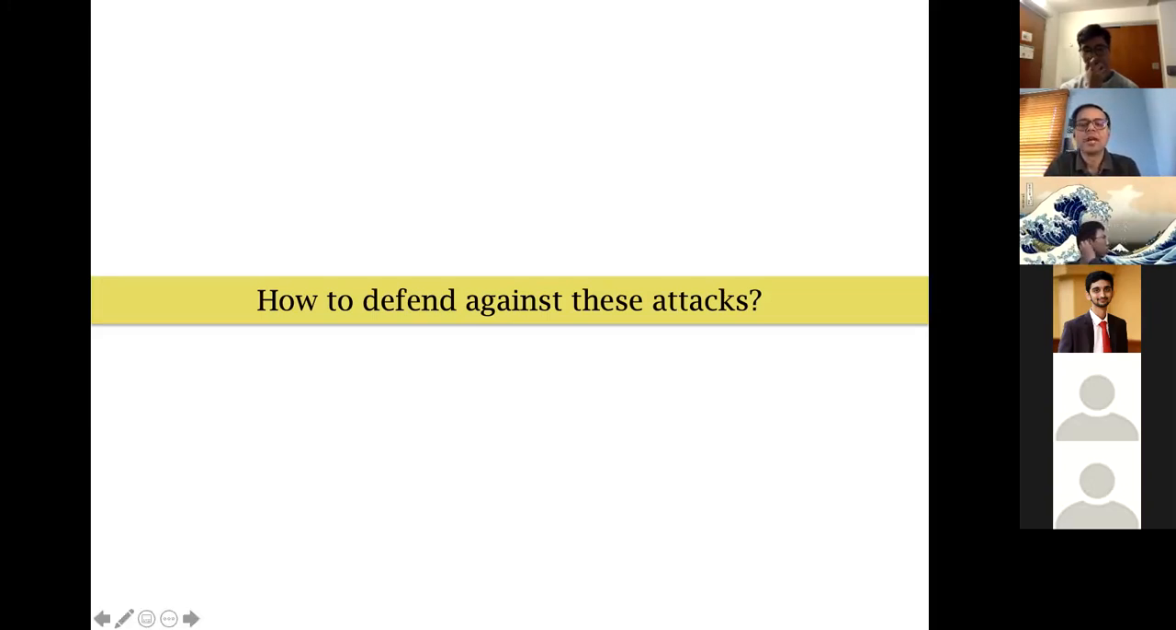Okay, so how do you defend against these attacks? Could I ask a quick question? I'm sorry to interrupt. Go ahead. When you chop up the signal, are you sending all of it at once, but from different speakers? Yes. There's no time separation. It's all at once.